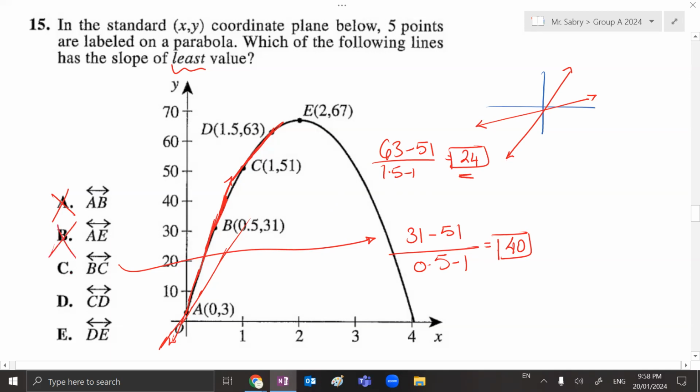Okay, I removed AE and I removed BC. I've checked CD so far, so it's either CD or DE. By eye, DE seems to be the lowest anyway. So it's DE. If you even calculated it, you'll find that it's true because 67 minus 63 over 2 minus 1.5 would get you 8, and 8 seems to be the lowest so far. Also easy but long.